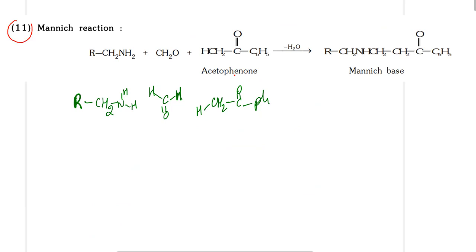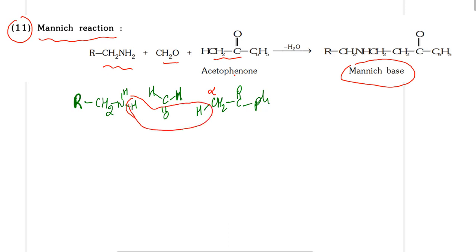Next, Mannich reaction. The amines and ketone and formaldehyde. That is, ketone is acetophenone and formaldehyde. Here amine. These three molecules are combining and forming Mannich base. It is a named reaction. See what's happening here. As usual, nitrogen losing one hydrogen, and this alpha hydrogen of ketone. Here aldehyde oxygen, just removing H2O like this and forming Mannich base. It is also extra syllabus, only for JEE.